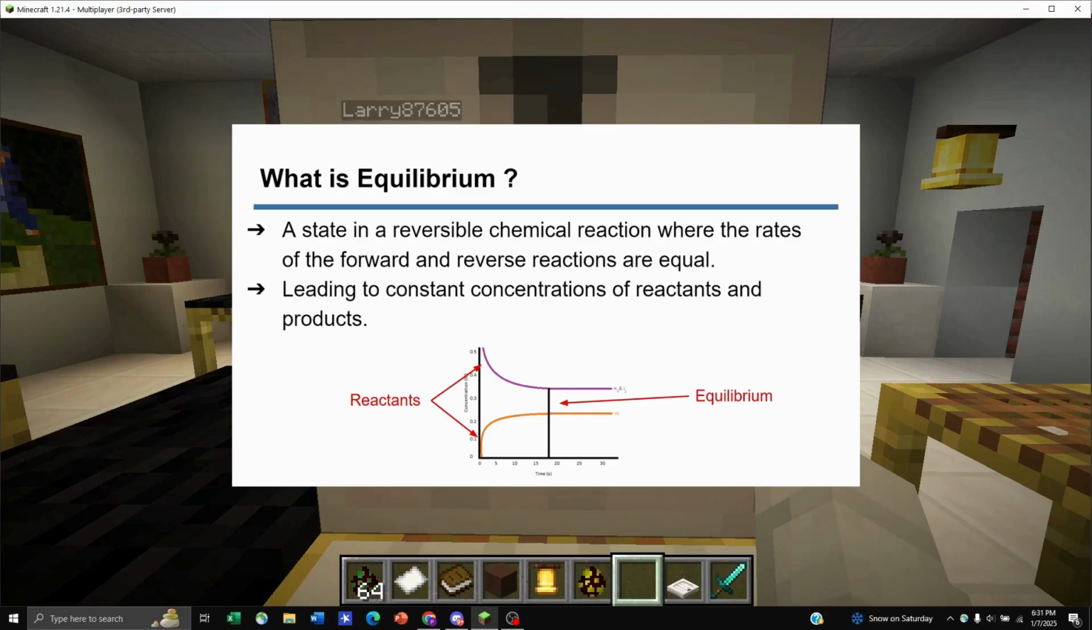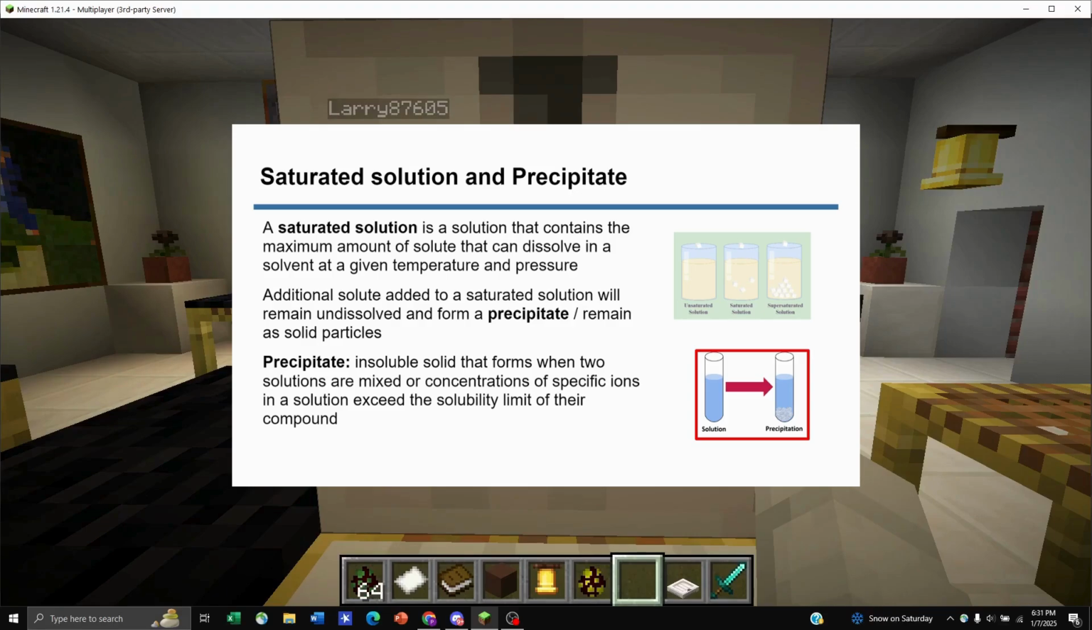A saturated solution is a solution that contains the maximum amount of solute that can dissolve in a solvent at a given temperature and pressure. Additional solute added to a saturated solution will remain undissolved and form a precipitate. A precipitate is an insoluble solid that forms when two solutions are mixed or when concentrations of specific ions in a solution exceed the solubility limit of their compound.